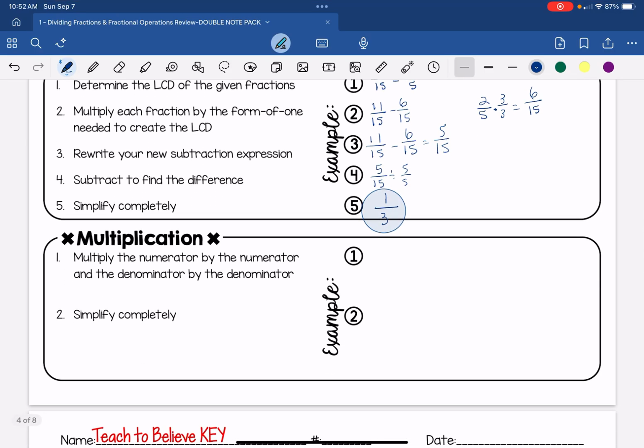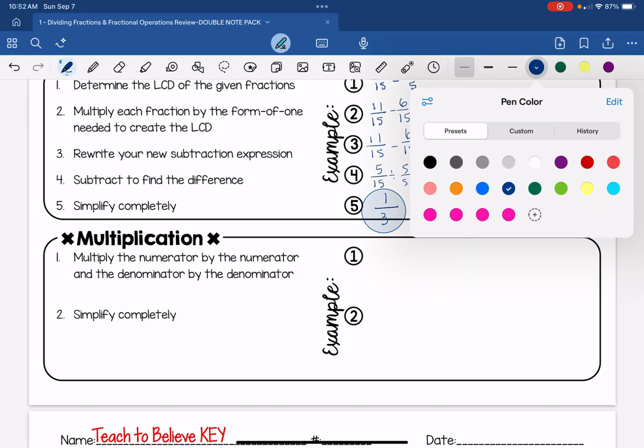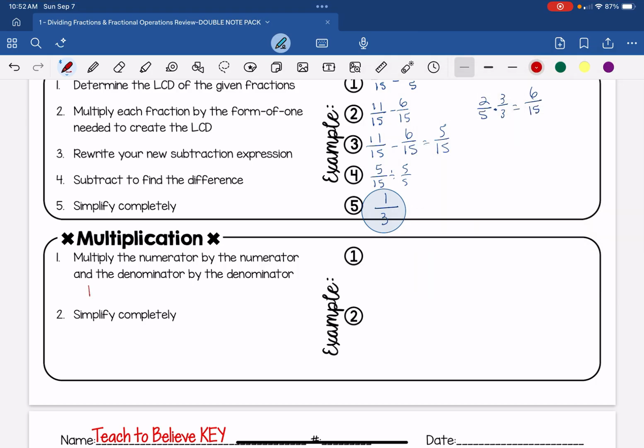Multiplication, in my opinion, is actually easier than addition and subtraction. If I multiply, you just multiply across. So I'm going to write that over here as a note. I'm just going to multiply across top, then bottom.